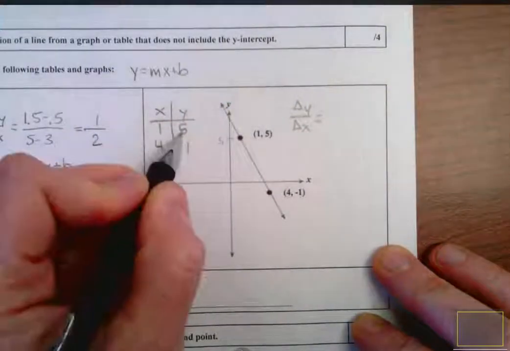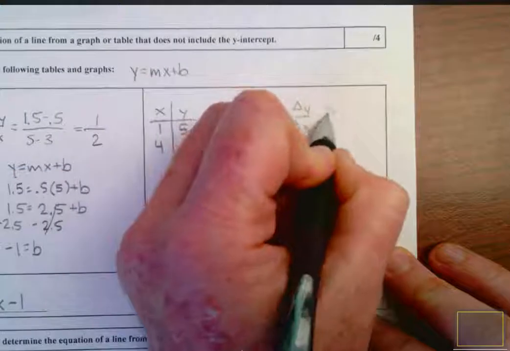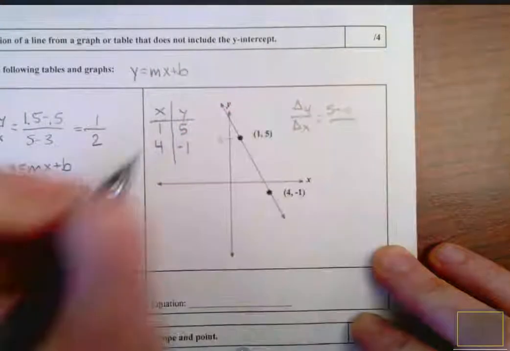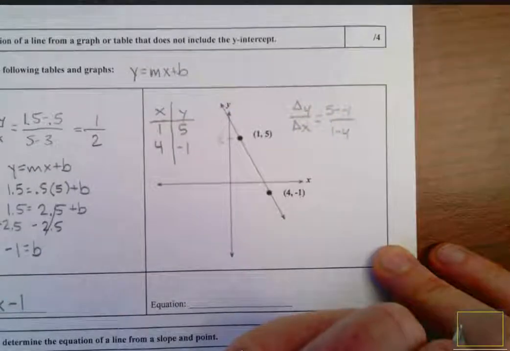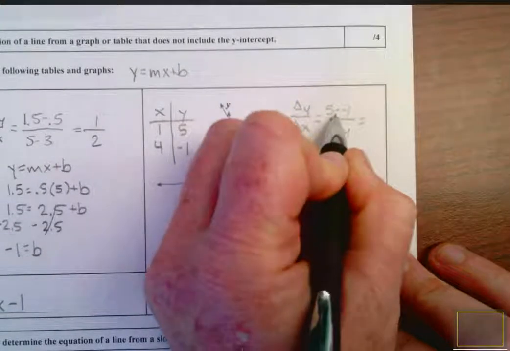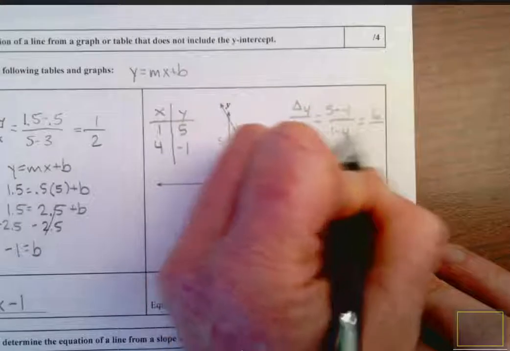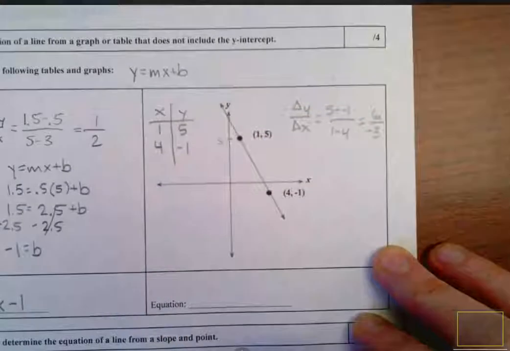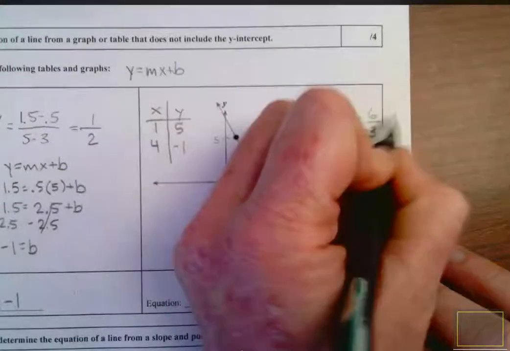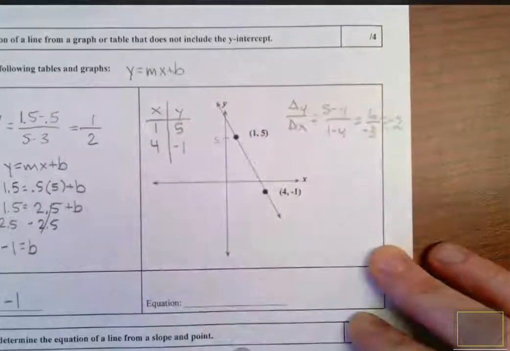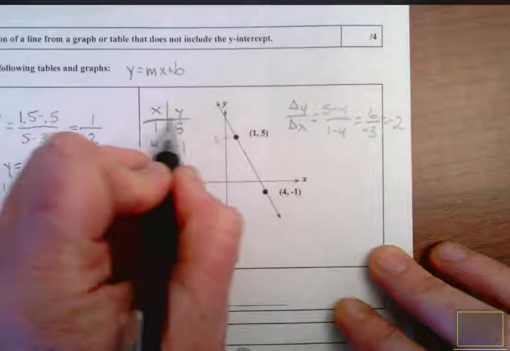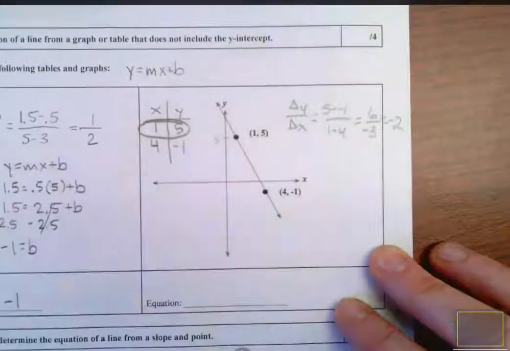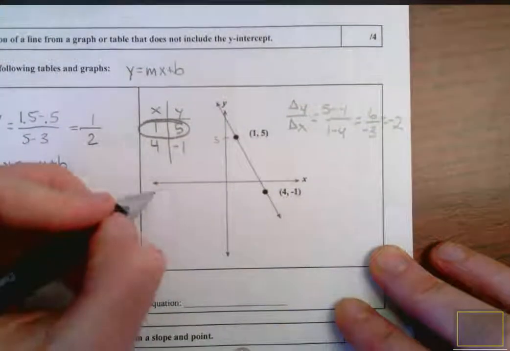Okay, so I'm going to go 5 minus a -1 over 1 minus 4. So 5 minus a -1 is 6. 1 minus 4 is -3. So my slope is -2. Let's go ahead and pick a point. I'm going to use the 1, 5 to find the rest of my equation.